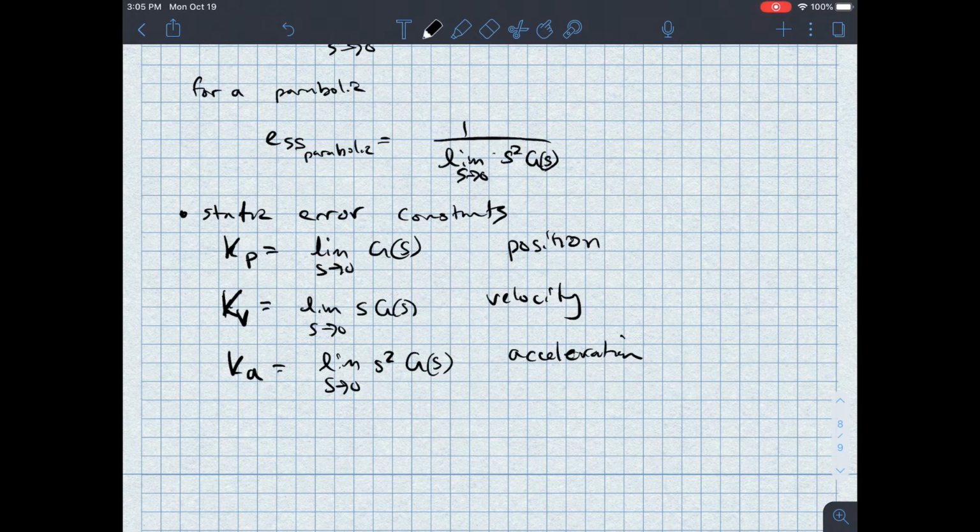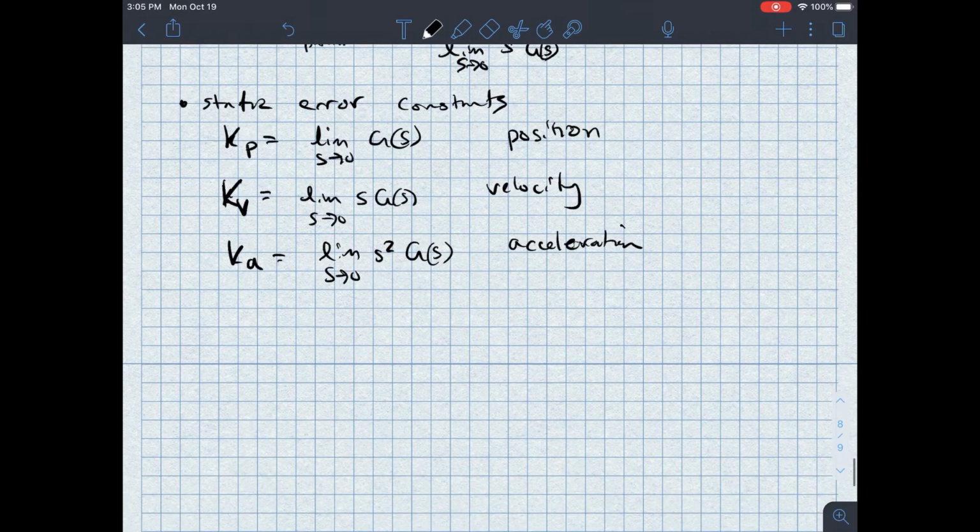And that's because I'm taking g of s, and in the first place I'm assuming it's position, then I take the derivative of it, which is velocity, then I take the derivative of that, which is acceleration.